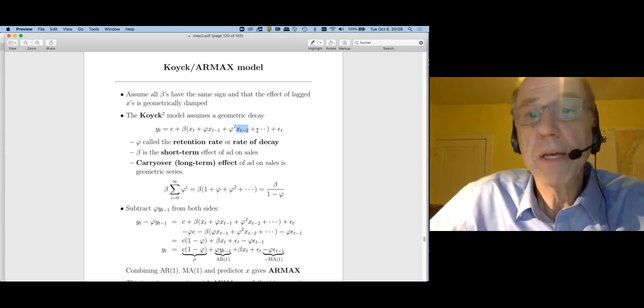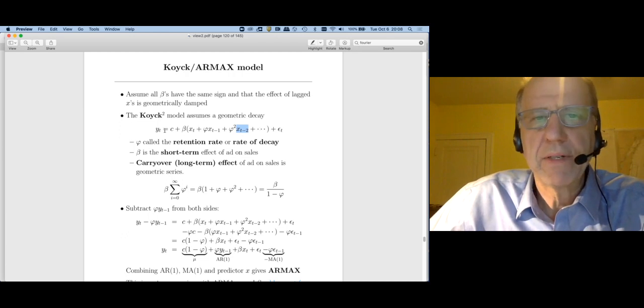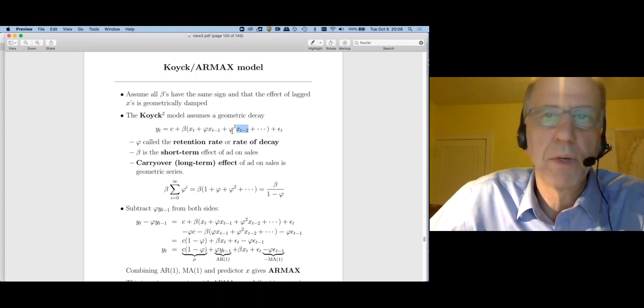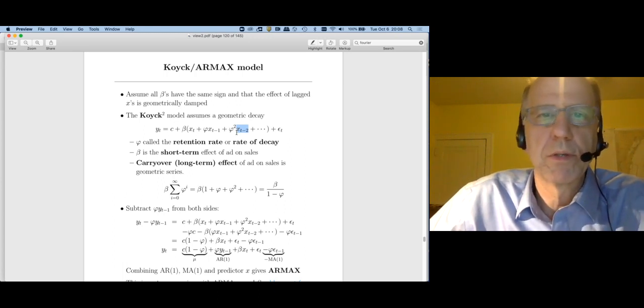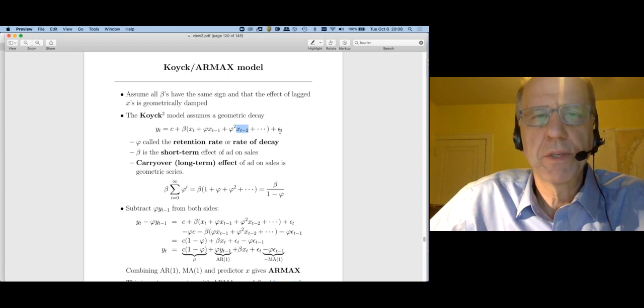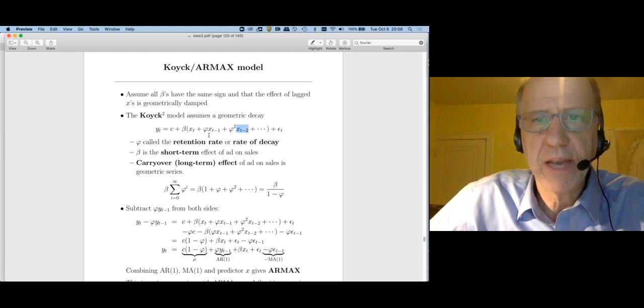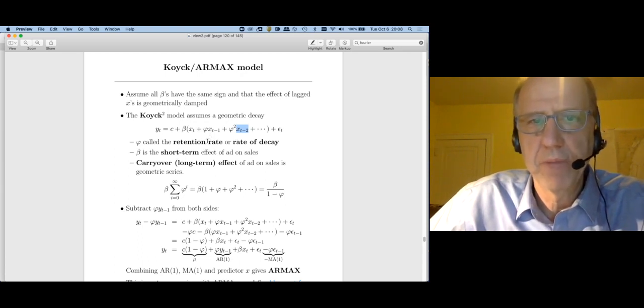So what we did many periods ago might have a tiny effect on our sales this period, but because it gets multiplied by phi to a big number, it's almost negligible. And then there's some errors. These phis are called the retention rate or the rate of decay. So how does advertising decay over time?